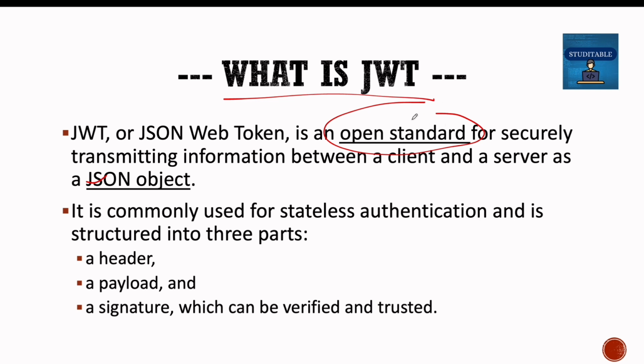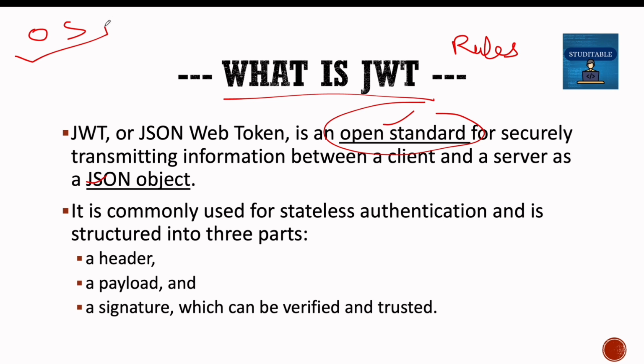So what does the open standard hold? It holds a set of guidelines or rules that defines how a particular technology, system or a process should operate. So JWT is an open standard that defines how a process should operate, but it is different from open source. If you have also heard the term open source, it is different from open source.